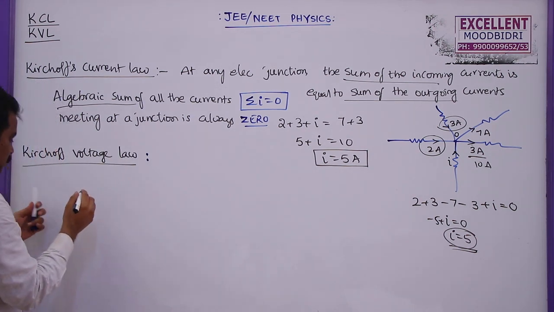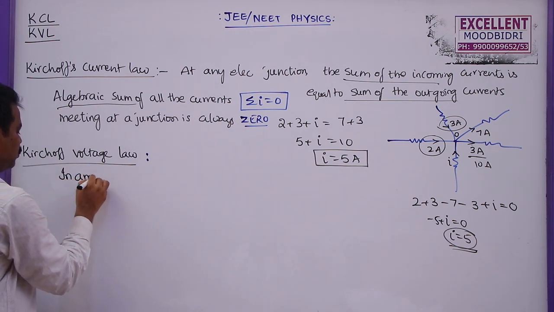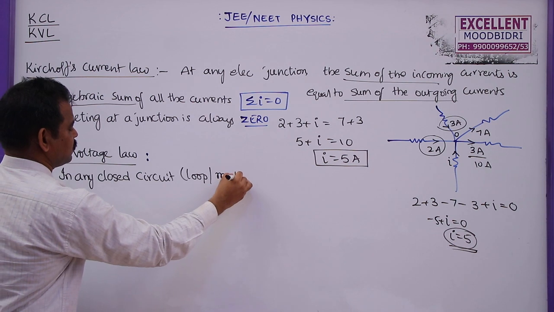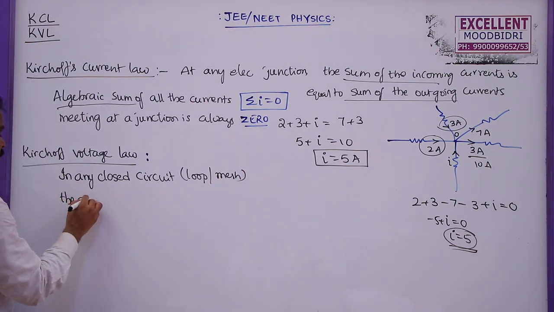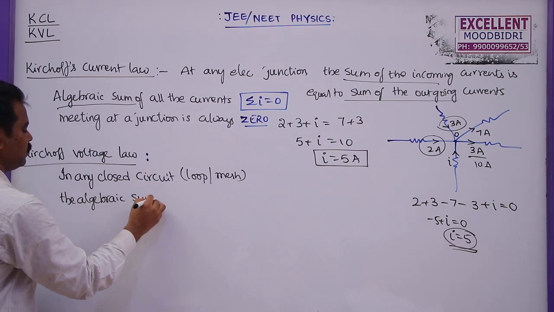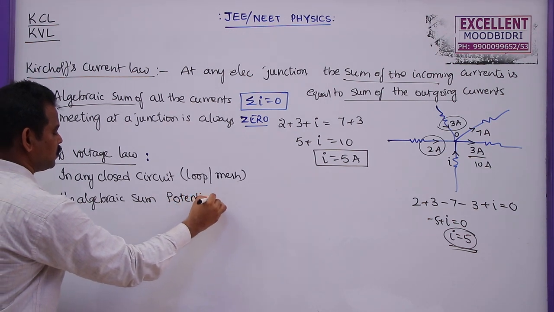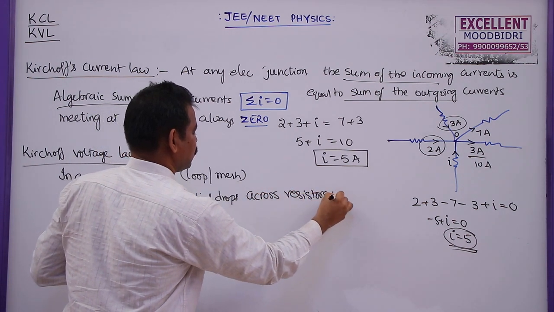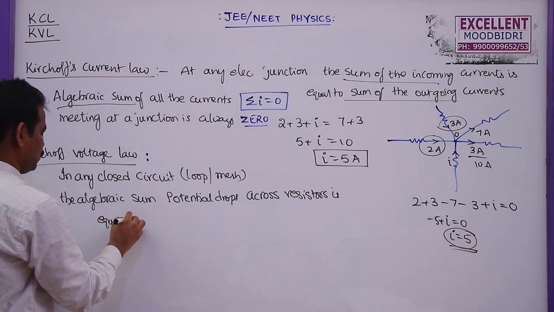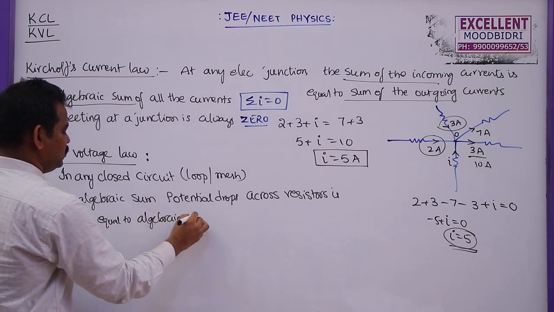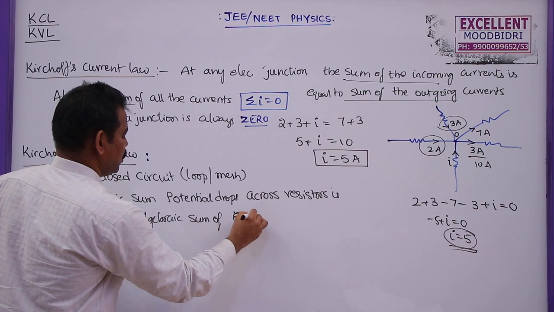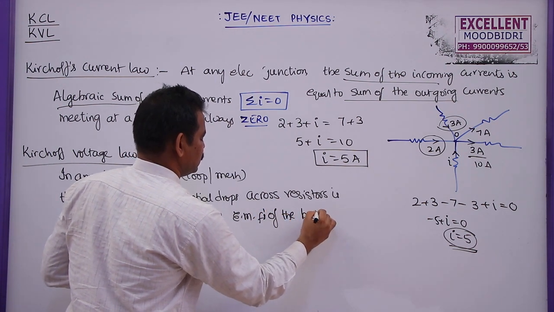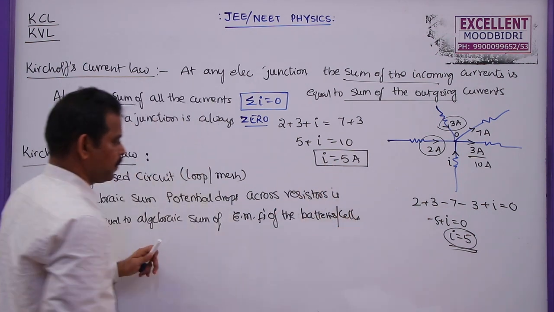Now we can write, in any closed circuit or loop or mesh, the algebraic sum of potential drops across resistors is equal to the algebraic sum of EMFs of the batteries or cells in that closed circuit.